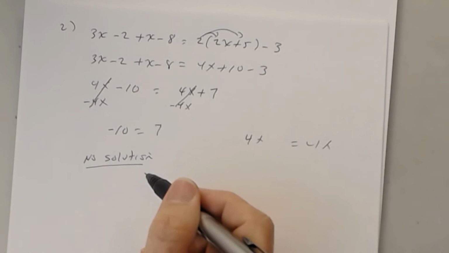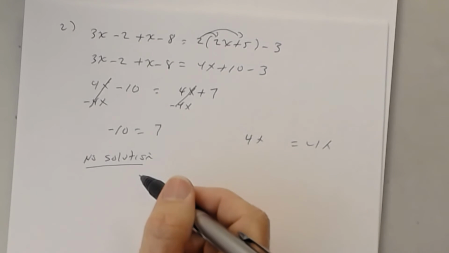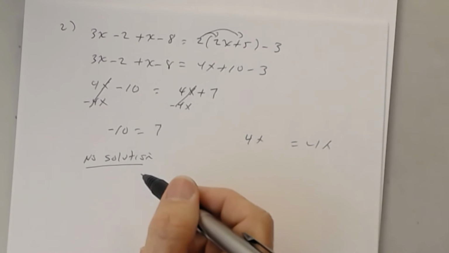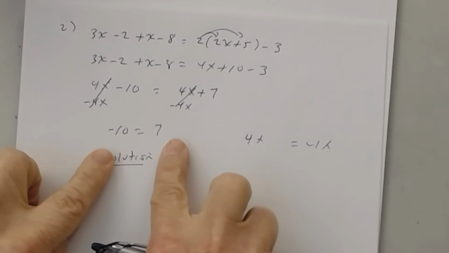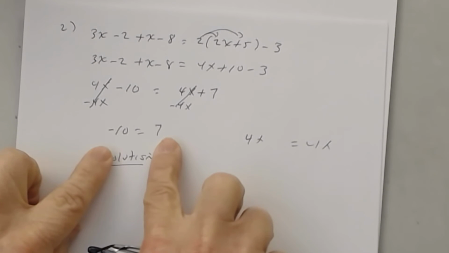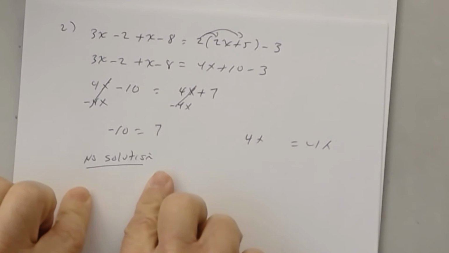All right, so you're going to say no solution. In my math lab, there are some problems where you're going to have no solution for your answer. You do the work, the variable just goes away. If you end up with a false statement, no solution, okay?